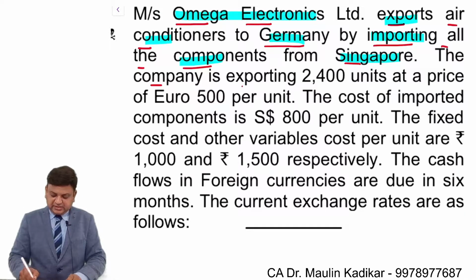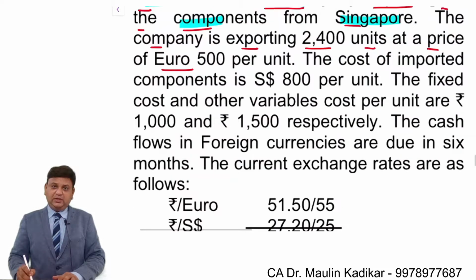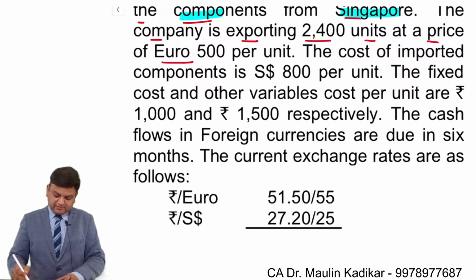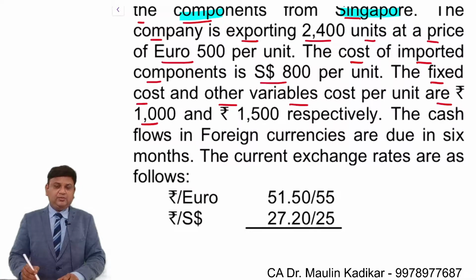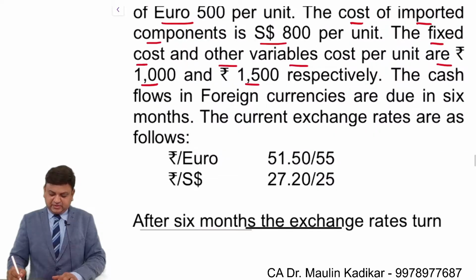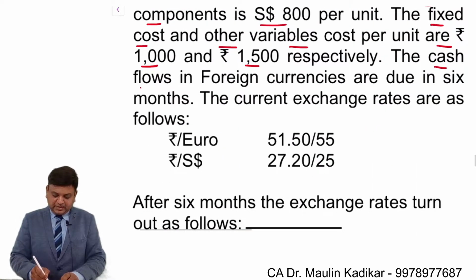The company is exporting 2400 units at the price of 500 euro per unit. That is the selling price. The cost of the imported component is 800 Singapore dollar per unit. The fixed cost and other variable costs per unit are 1000 rupees and 1500 rupees respectively. The cash flows in foreign currencies are due in 6 months.